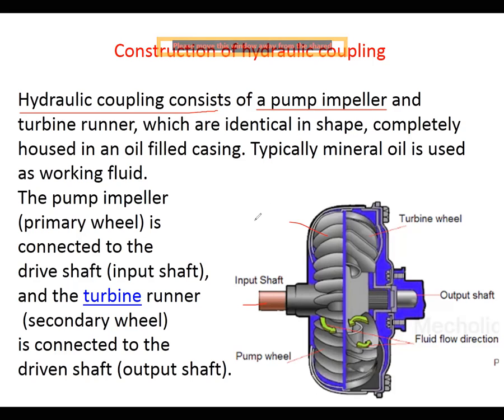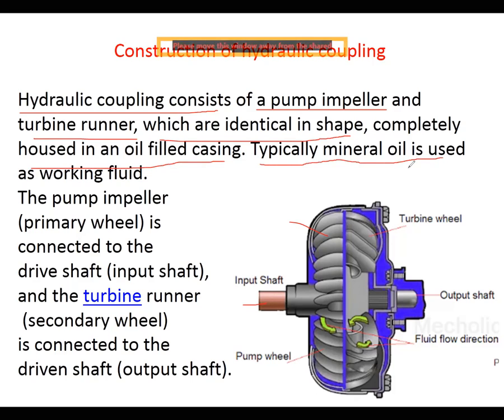Later on we'll see how the working principle works. You can see here, the hydraulic coupling consists of a pump impeller and a turbine runner, which are identical in shape, but they have different shapes, because the impeller is one kind of shape and the turbine is another. They are completely housed in an oil filled casing. So this is the housing, and the oil is filled in it. Between the turbine and pump the oil is moving, so that the fluid function is taking place.